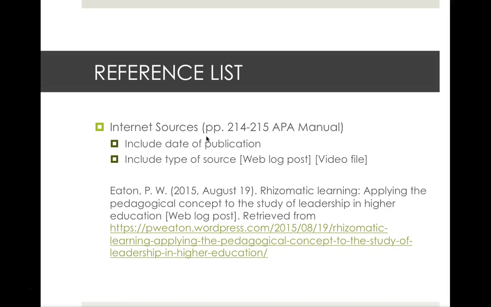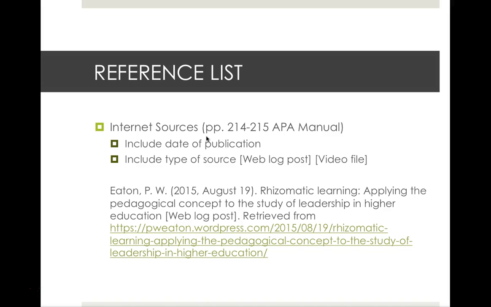Internet sources are becoming increasingly popular as well. For example, web blogs, videos, and other digital sources. Pages 214 to 215 of the APA manual tell you how to cite these on your reference list. Much like a newspaper or magazine article, you'll want to include the date of publication, as well as the type of source that you're citing.